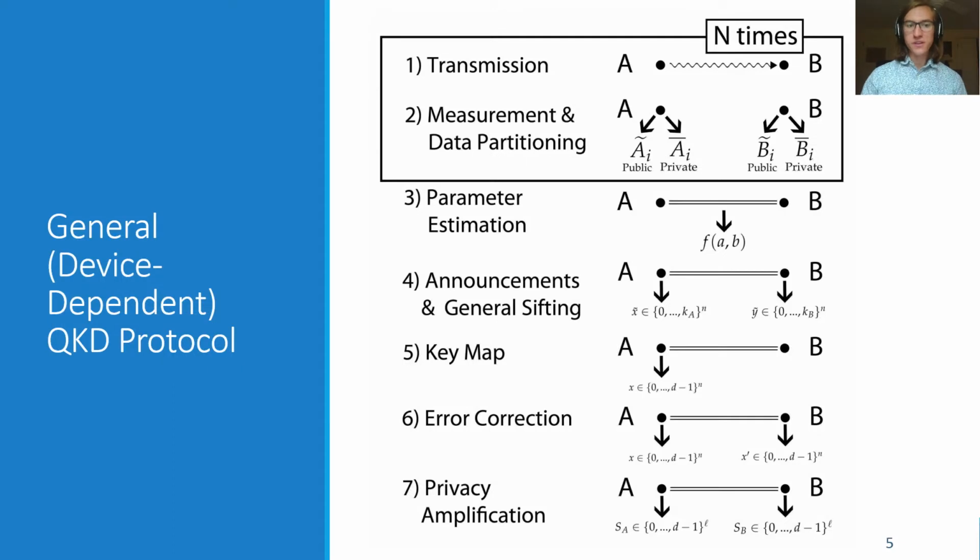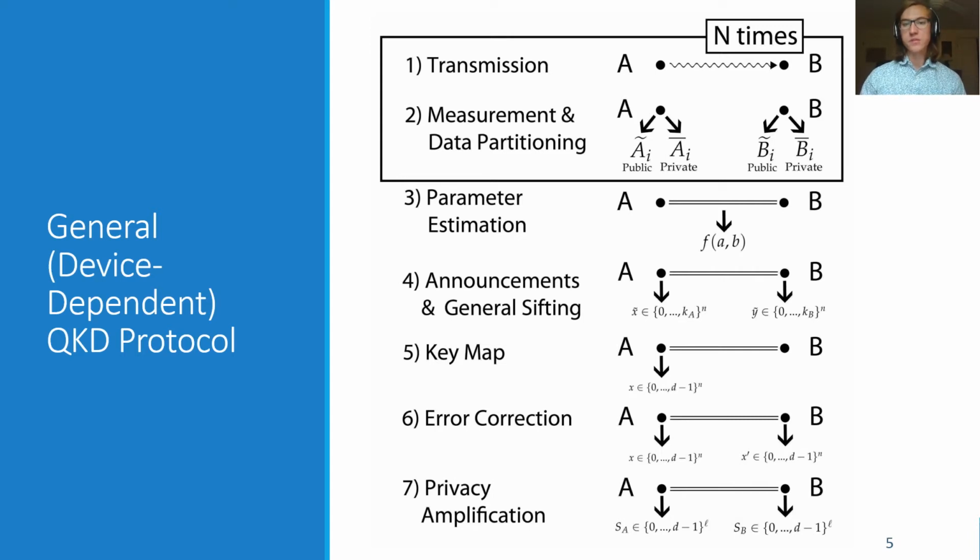In a general device-dependent QKD protocol, one can divide it into 7 steps. Here we'll talk as if it's entanglement-based, because without loss of generality, one can always convert a prepare and measure QKD protocol into an entanglement-based one, using source replacement. In the first step, Alice and Bob receive their signals. In the second step, they measure their signals and record the outcomes, partitioning them into public and private information. Public they'll announce later, private they will keep throughout the protocol.